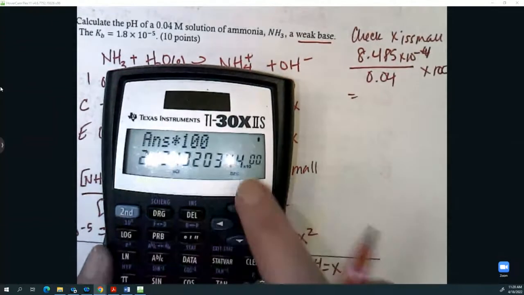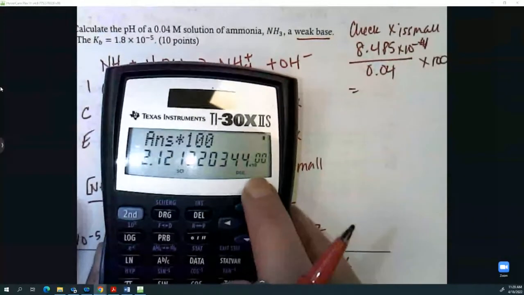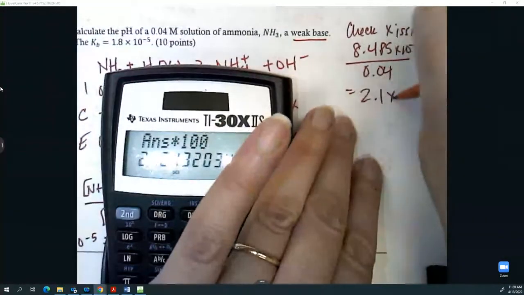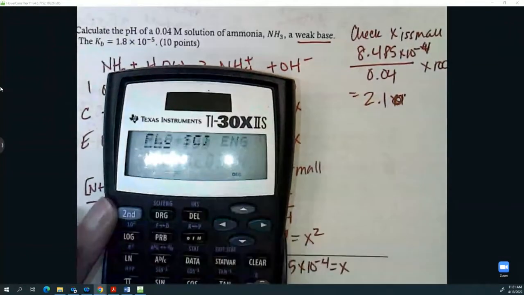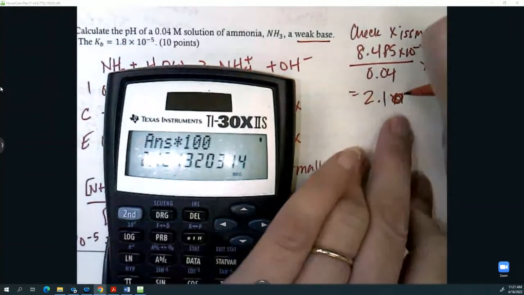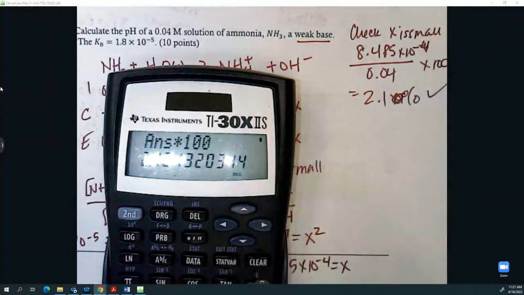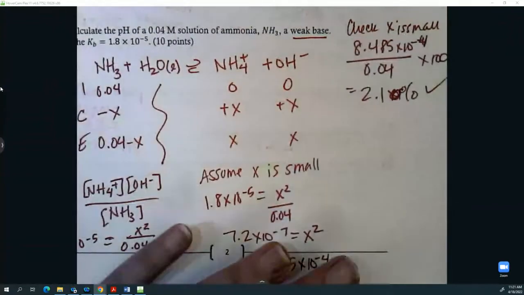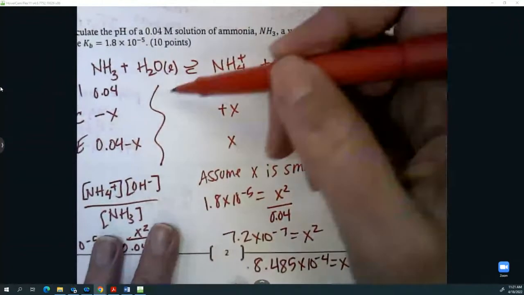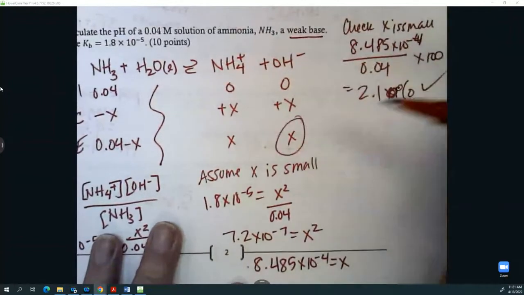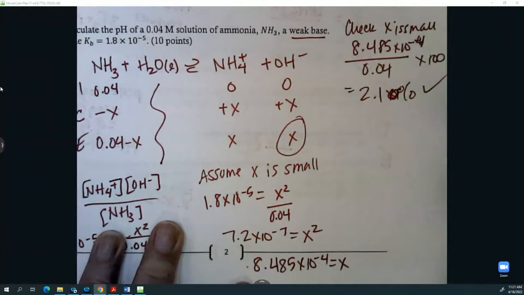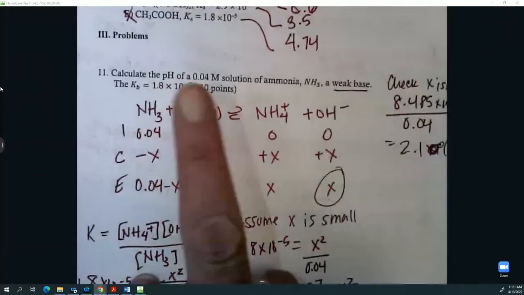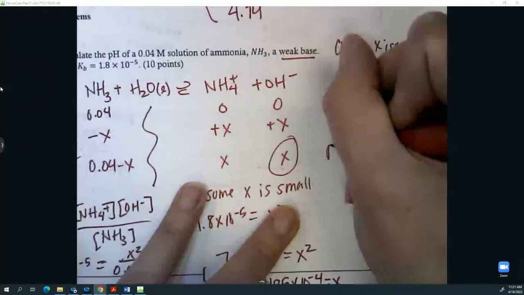You can see 2.1%. So that's okay, checks out. And then as far as finishing my problem, I just need to be aware, like what am I actually going to figure out in terms of pH? X is the OH concentration, so I can do minus the log of that, to get the pOH, then I can get the pH, which is what it actually asks for. So I have a couple of steps left.